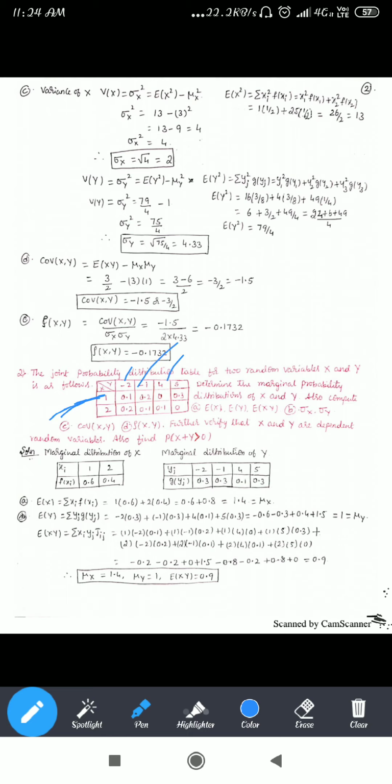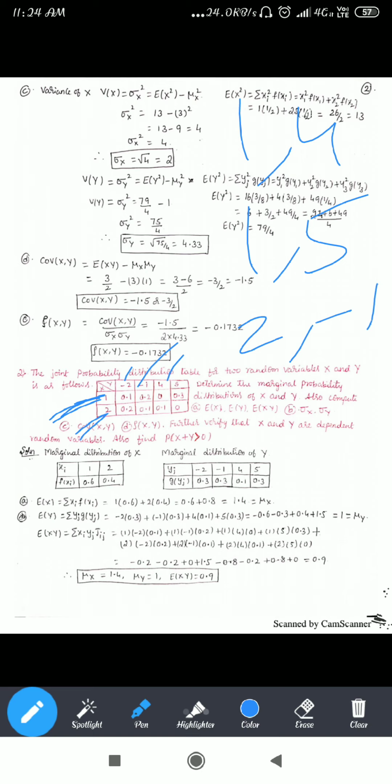1 and 4, correct? 1 plus 4 is 5, so that you will get greater than 0. Next 1 and 5, 1 plus 5 is 6. If you add you will get 6, 6 means greater than 0. Next 2 and minus 2 you will get 0. 2 and minus 1, correct? 2 minus 1 means 1, greater than 0. Next 2 and 4, 2 plus 4 means 6, it is greater than 0. Next 2 and 5. So these are the x and y terms which are greater than 0.